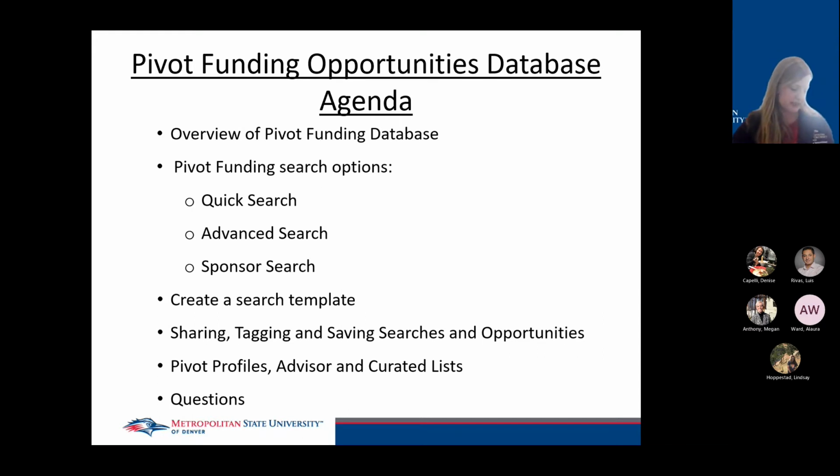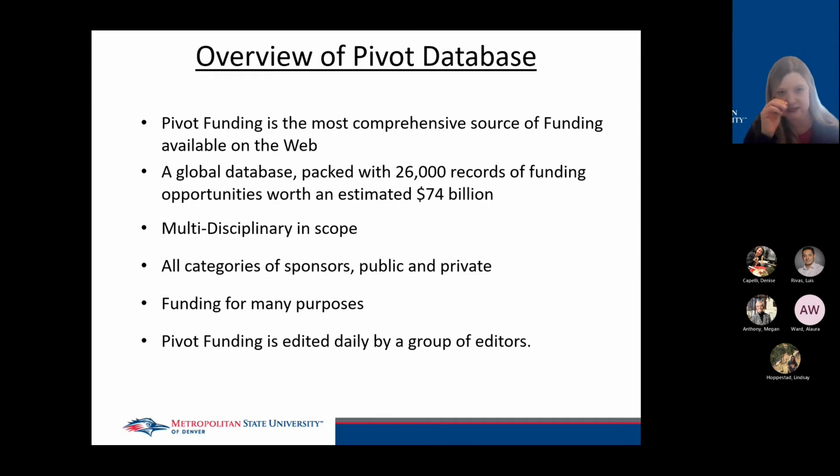Here is our agenda for today. We're going to take a look at a couple of the search functions in Pivot. So the quick search, advanced search, and then the sponsor search. We're going to create a basic search template. I'm going to quickly go over sharing, tagging, saving opportunities, and then I'll briefly touch on Pivot profiles, advisor, and curated lists. And then hopefully we'll have some time for questions. Please interject if you can't hear me or if my screen's not showing what it should be showing. Right now it should be showing a PowerPoint.